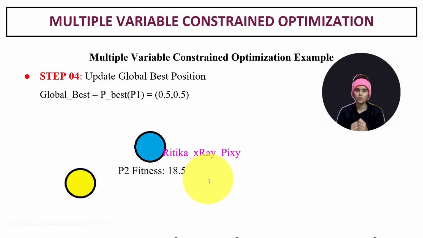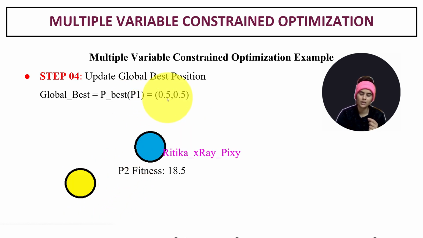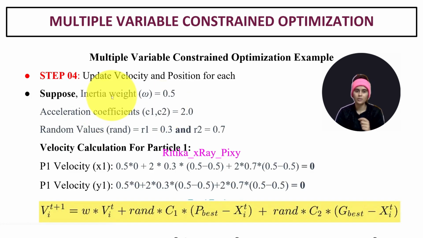Now we will update the global best. Global best means the best among all. Here we have just two particles, so the best value among the two is that of the first particle, that is 18.5. Next we will update the velocity and the position for each particle. Suppose the inertia weight is 0.5 and the coefficients C1 and C2 are 2.0.